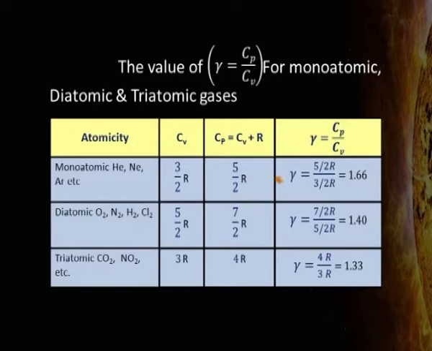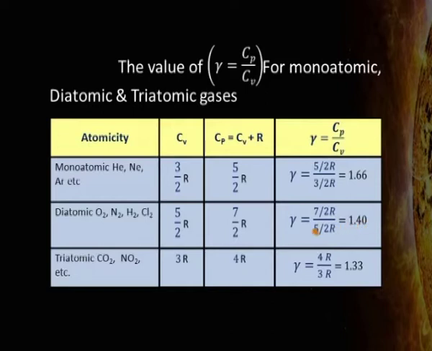Hence, gamma, that is Cp by Cv, will be equal to 5 by 2R upon 3 by 2R, which is equal to 1.66. For diatomic gases, that is O2, N2, H2, Cl2, etc., Cv will be equal to 5 by 2R, Cp will be equal to 7 by 2R and gamma, that is Cp by Cv, will be equal to 7 by 2R divided by 5 by 2R, which is equal to 1.4.